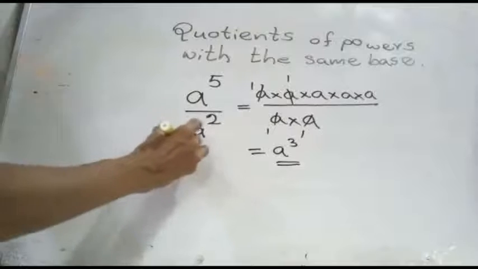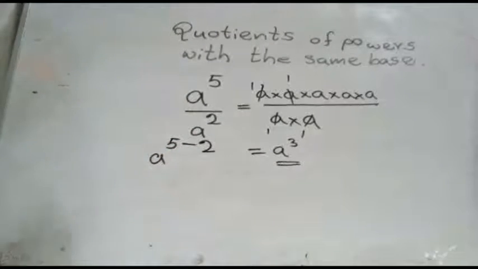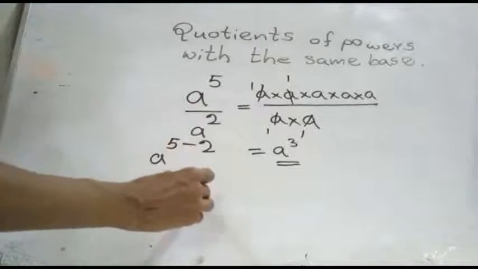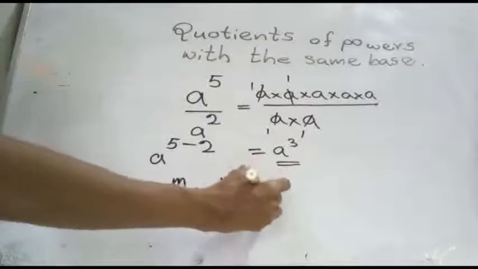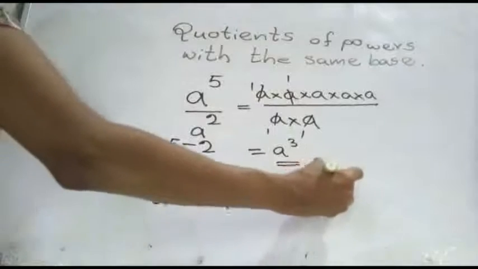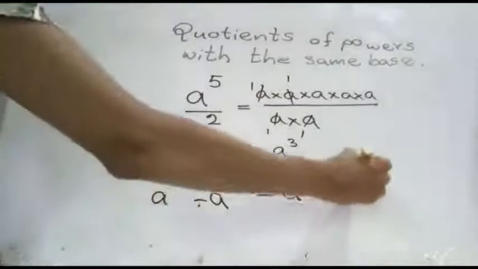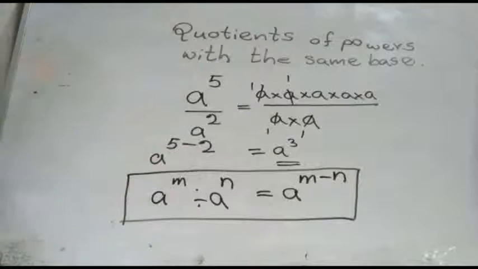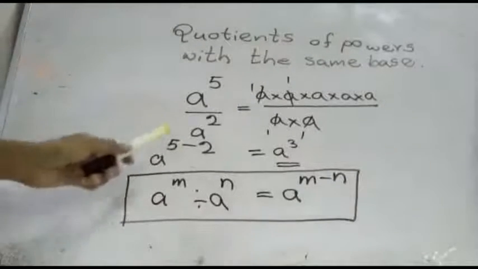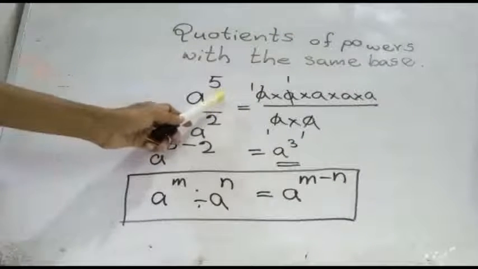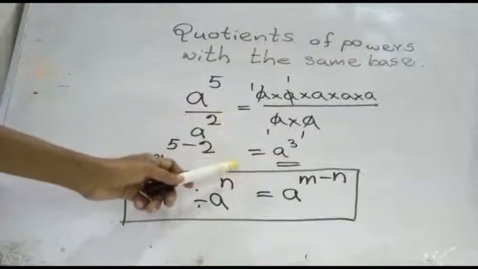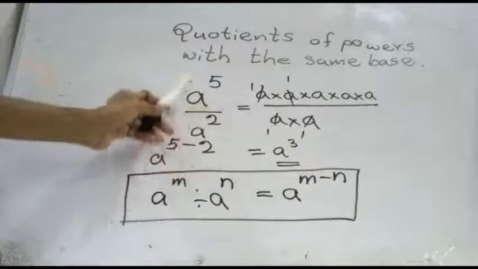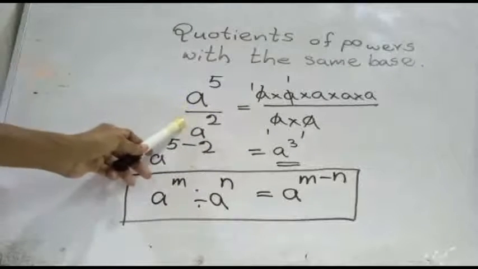Here a to the power 5 subtract 2. We can write it like this: a to the power m is divided by a to the power n is equal to a to the power m subtract n. It's the second law of indices. When powers with the same base are divided, the index of the divisor is subtracted from the index of the dividend. This is the dividend, this is the divisor.